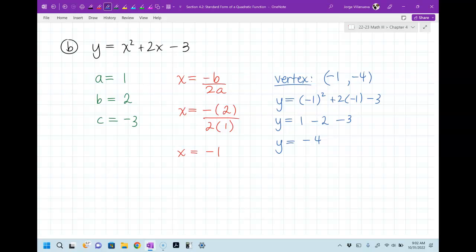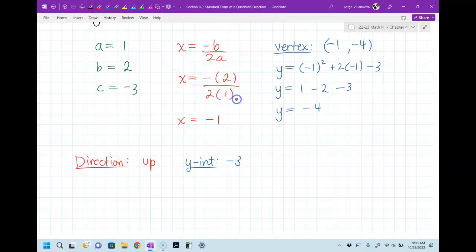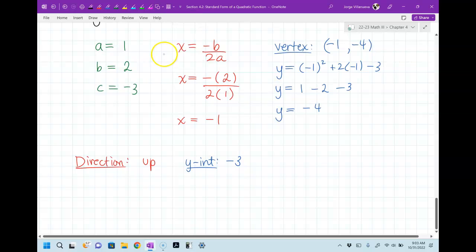The next thing they wanted to know was the direction that it was opening. Which direction does this open? Up, right? Because A is positive. So we're going to put up. And then they wanted to know my y-intercept. What's my y-intercept? -3. All right. I'm going to do the same thing again. I'm going to try to graph it right here on the side. But on your homework, you're done at this point, okay? On your homework, you're finished. You don't have to do anything else.